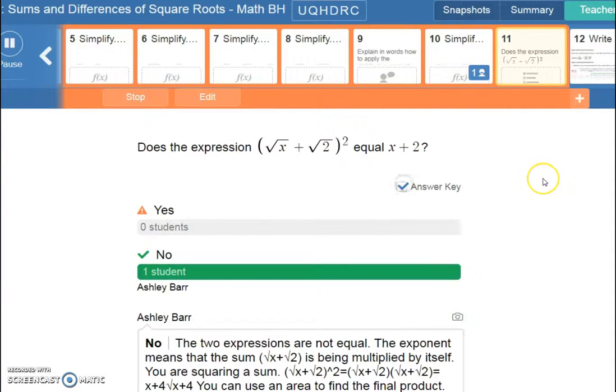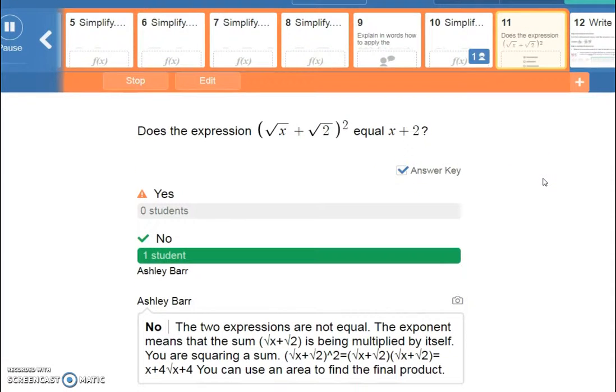Are these expressions equal? The correct answer is no. The two expressions are not equal. The exponent means the sum of square root of x plus square root of 2 is being multiplied by itself. You are squaring a sum. The final answer ends up being x plus 4 radical x plus 4. You can use an area model to find the final product. However, it's not going to be required. Just realize that these are not equal to each other.